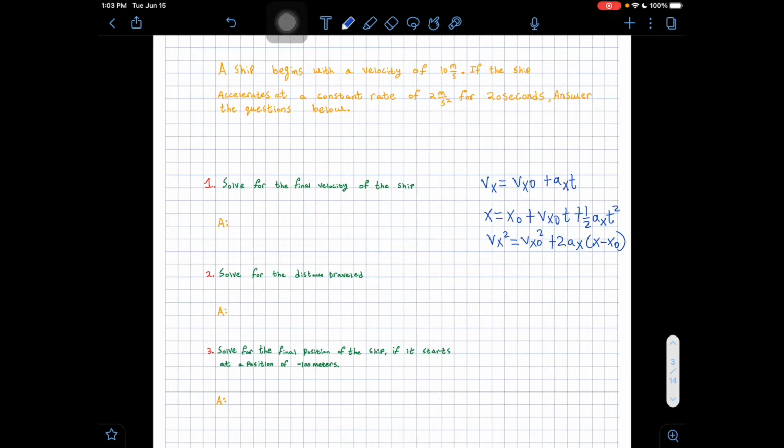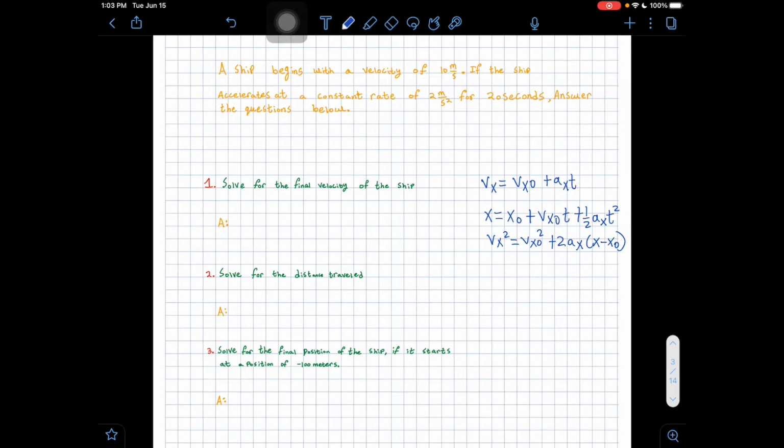Well, you might be asking, what are all these variables? We'll go through all these variables in another video. But what you need to know is v is velocity, x is some type of distance or displacement, a is acceleration, and t is time. So whenever you get a question like this, you always want to list what your knowns are and what you want to try to solve for.